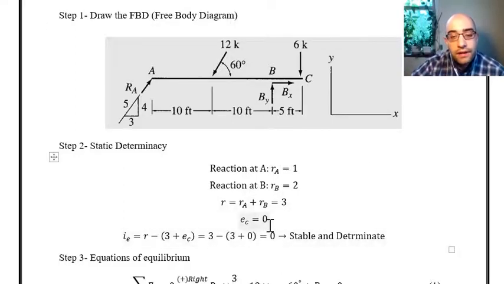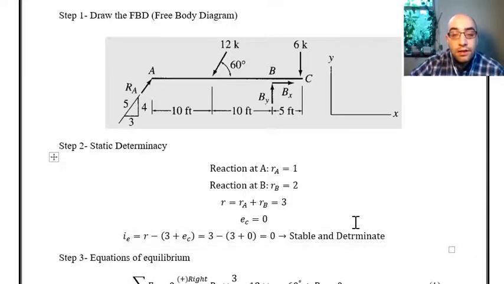Now I can return the values of R and EC to this equation over here. And once I do that and calculate the value of I, the value will be equal to 0, which means that the structure is stable and determinate. So the second step is done. We could understand whether the structure is determinate or indeterminate.